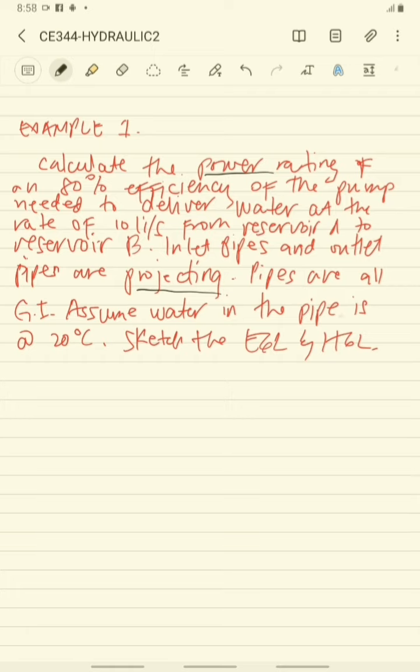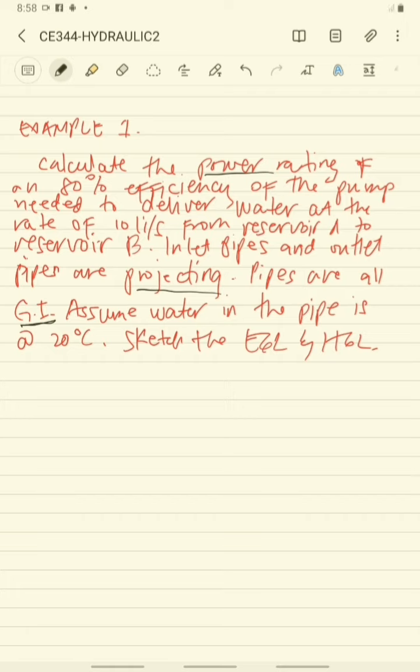Then pipes are all GI, so this is galvanized iron, so it denotes the type of material you are going to use, because we have to get the relative roughness. It depends on what formula we are going to use for our head loss: if we use the Darcy-Weisbach equation, the Manning's equation, or Hazen-Williams.